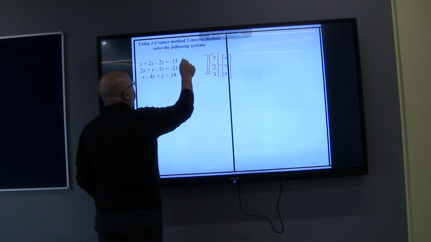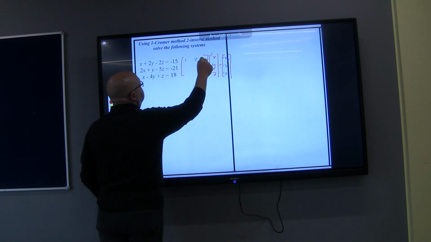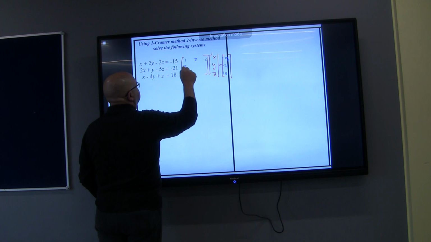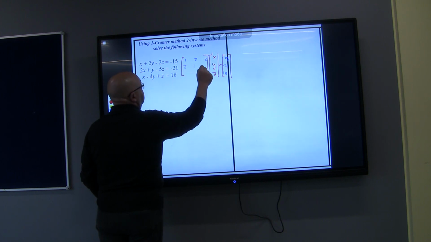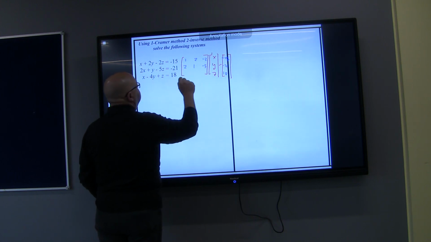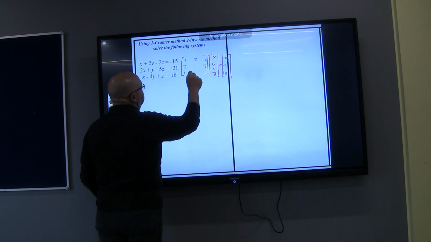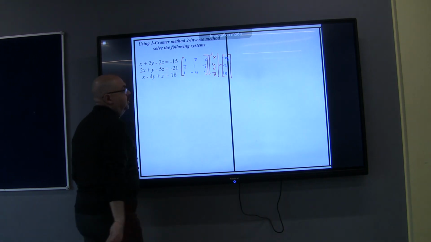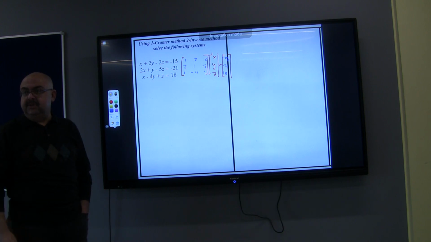The values will be 1, then 2, negative 2. For the second row, 2, 1, then negative 5. For the third row, it is 1, minus 4, and 1. It's exactly the similar way.